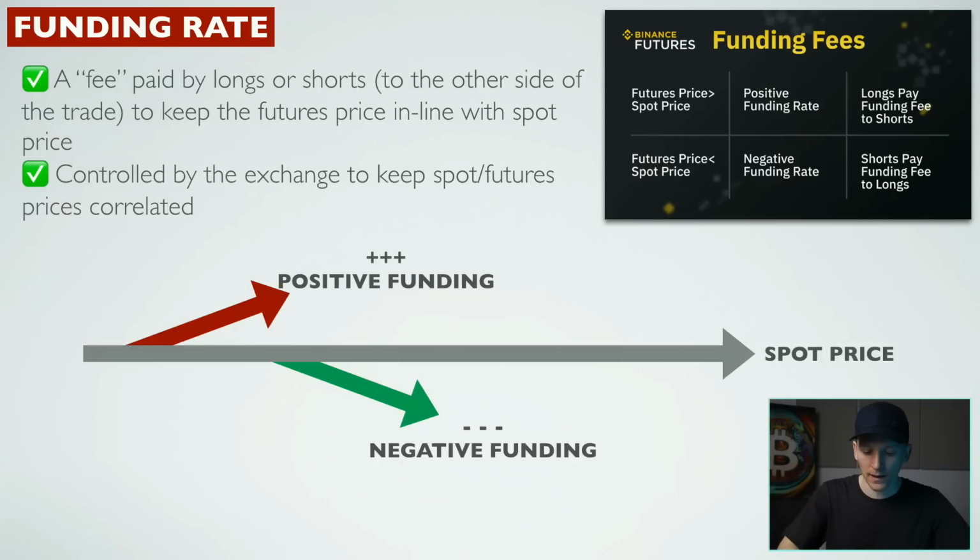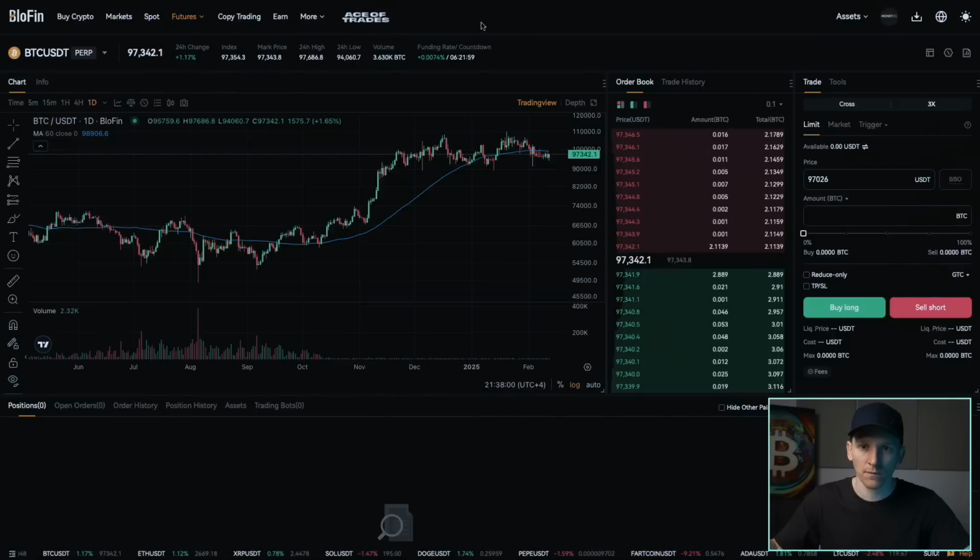Now, if sellers are piling in, what happens is that the price of the futures contract is beneath the spot price. Again, that's not good, too many sellers. So the exchange turns the funding to negative, meaning those sellers have to now pay that fee to buyers. And so hopefully that brings it back up in line to the spot price. In any case, this is a fee that you have to factor in when trading crypto futures.